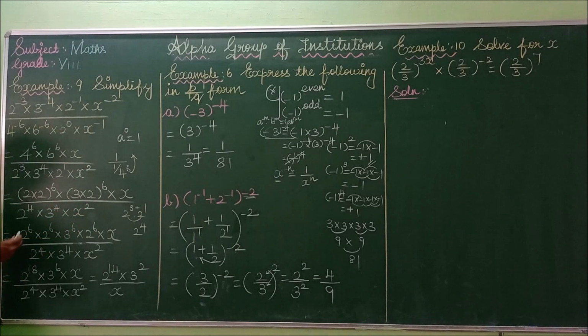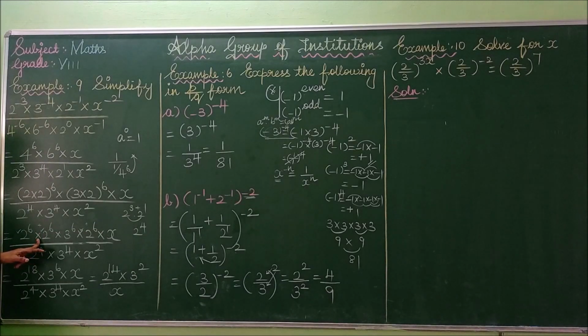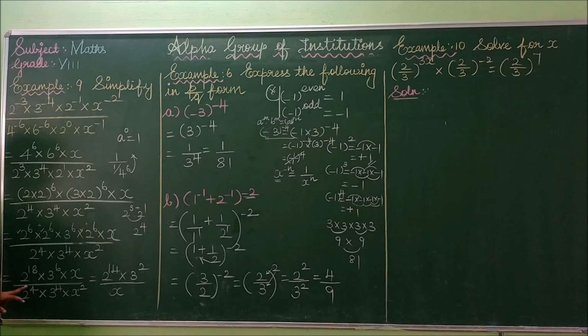So listen here. Here also 2 power, 2 power. So 3 bases are the same. So when the bases are the same, you can add the powers. So 6 plus 6, 12, 12 plus 6, 18. 2 power 18 into 3 power 6 into x, whole divided by 2 power 4, 3 power 4, x square. So listen carefully. Both the bases are the same with the multiplication symbol, you can add the powers. Both the bases are the same, but it is in the operation division. Division means you have to subtract the powers.